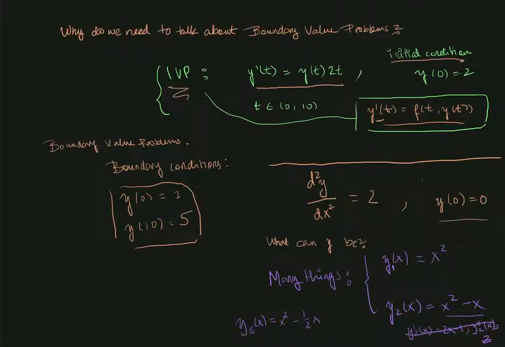So if, for example, I also imposed the other boundary condition that y of 1 has to be equal to 1, then we can see that y1 of x equals x squared actually solves this problem, whereas y2 of x does not, because it does not satisfy the second boundary condition, since 1 minus 1 equals 0. So with boundary value problems, we have a differential equation together with two boundary conditions. And the reason why we need two boundary conditions is because if we only have one, then the solution is not uniquely determined.